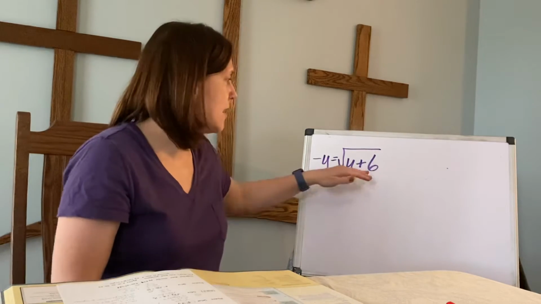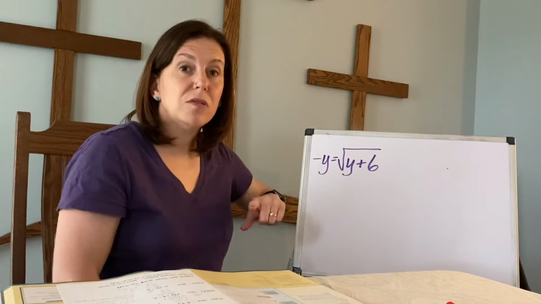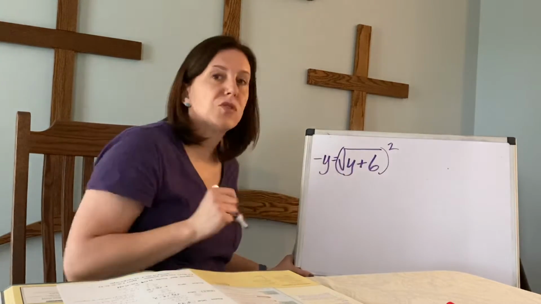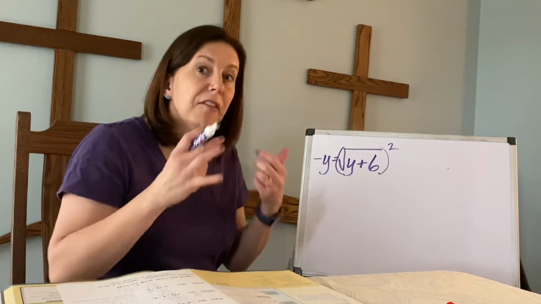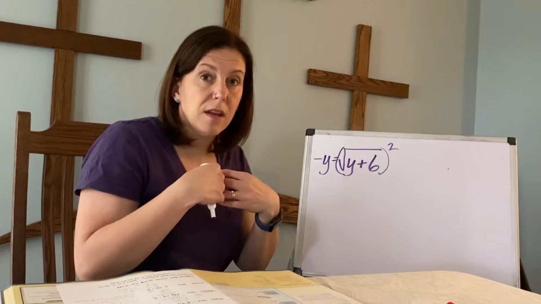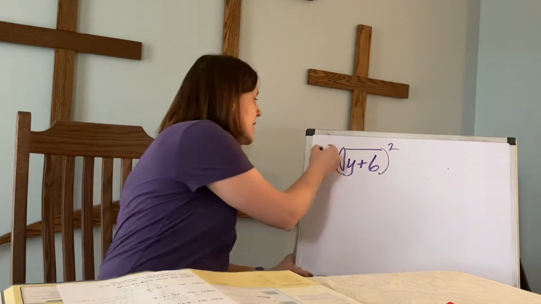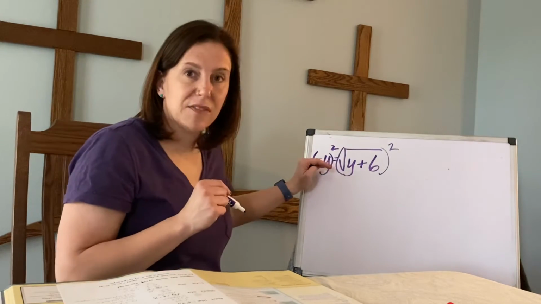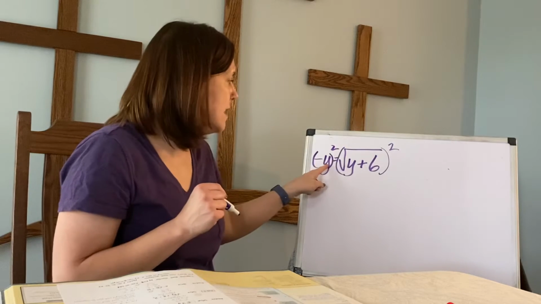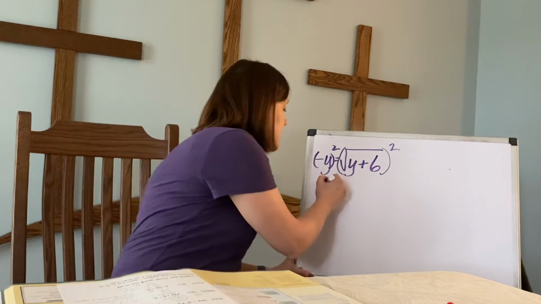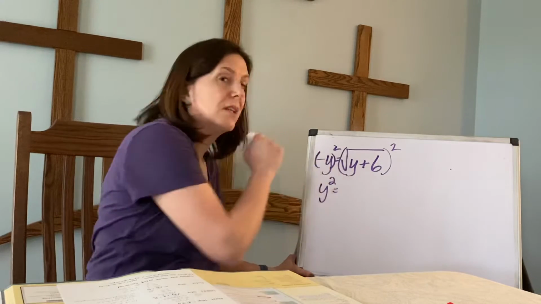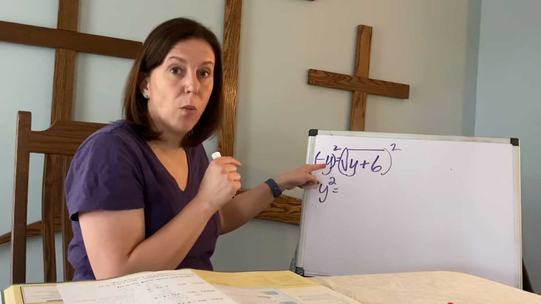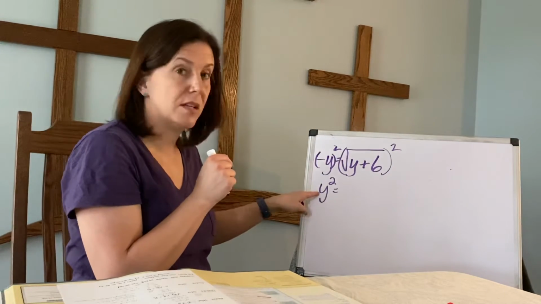Step 1 is isolate my radical. Already done. Step 2 is square both sides. So I'm going to square this side, and I'm also going to square the left side. I'm going to square everything on the left side, so I'm going to use parentheses, because whatever was on the left side of the equation needs to be squared, not just the y, but everything. So then what I get there is y squared, because the opposite of y squared is y squared. Just like if this was the number -1, -1 squared is +1.